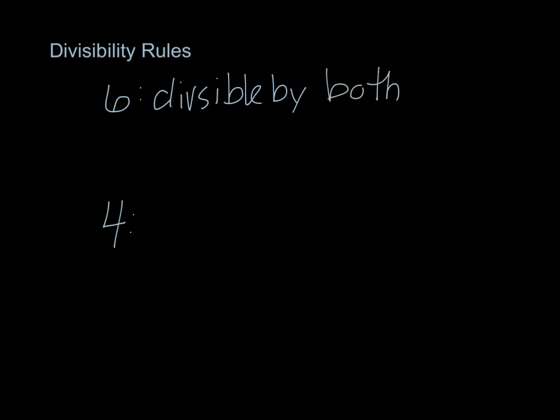The last couple of numbers that we're going to look at for divisibility rules are the numbers 6 and 4. 6 is a nice one because it is one that you just have to quick check and you have to look back. To be divisible by 6, it has to be divisible by both 2 and 3. If it's not, it doesn't work. We'll look at some numbers for that in a second.